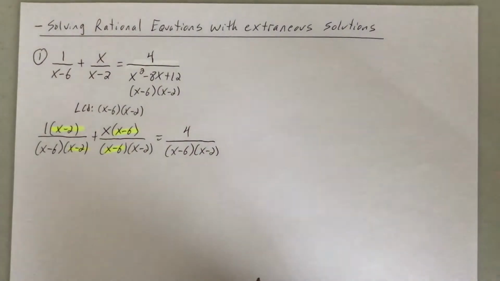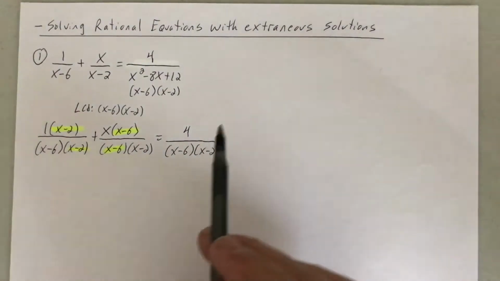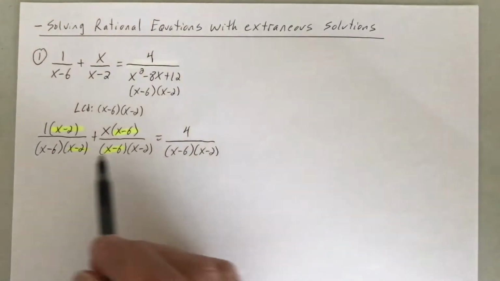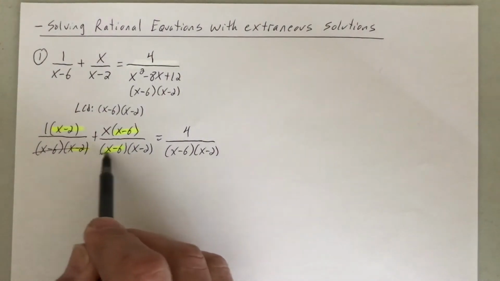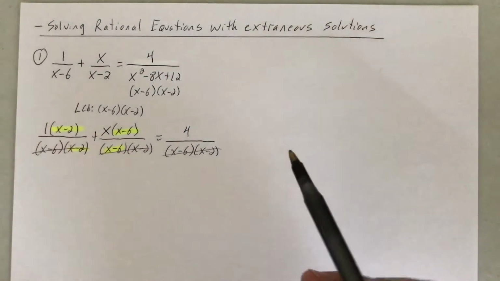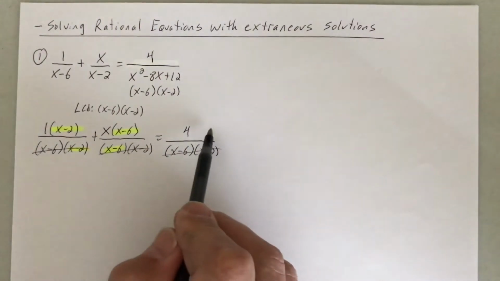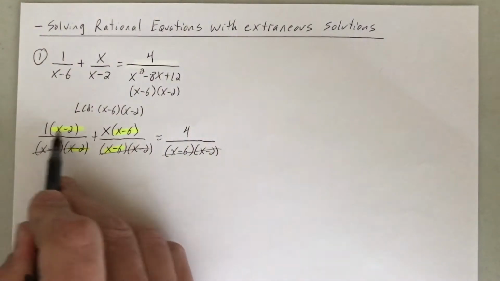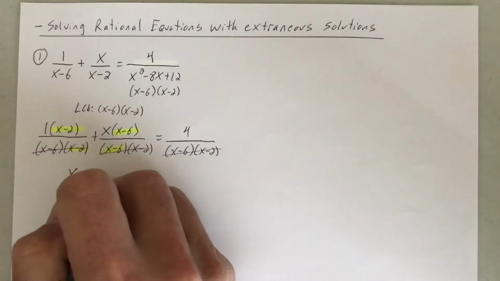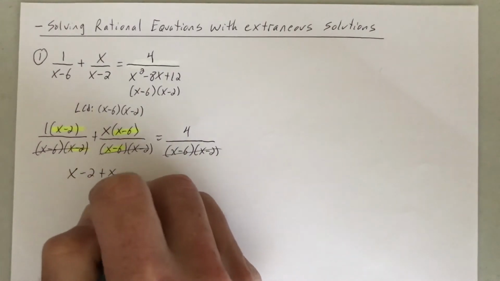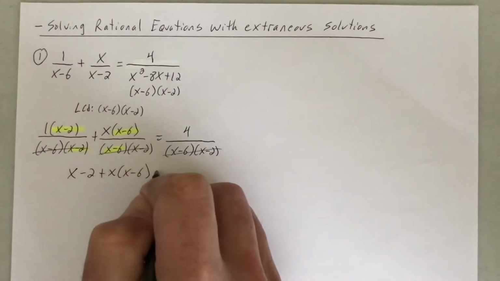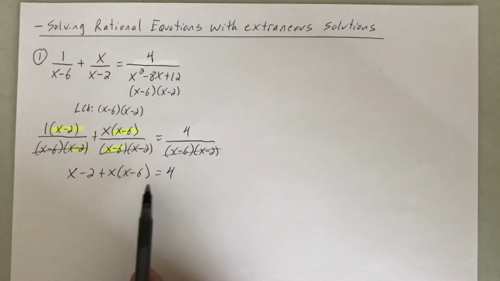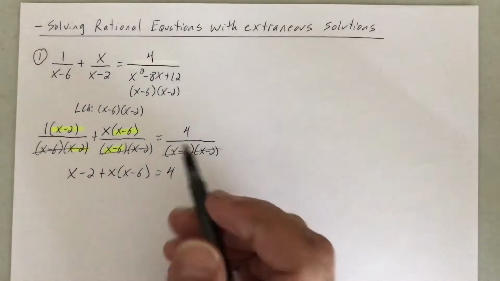All right. So now once we have this written with our least common denominator, what we can do is go ahead and cross out the denominators, if you recall from the first part of the video. And the numerator is going to be the equation that we're going to solve. So 1 times this is just going to give me x minus 2 plus, I'll multiply this out in a second, is equal to 4. So that is going to be the equation that we're going to solve. And we're going to go and do that now.